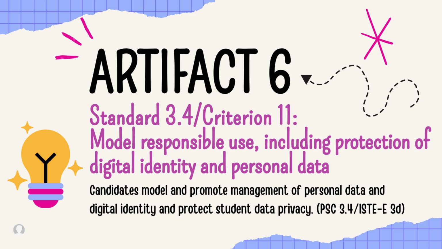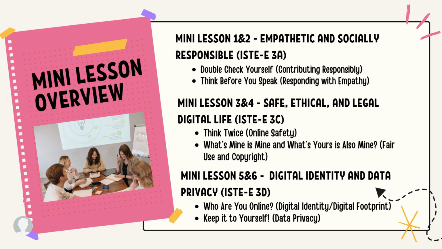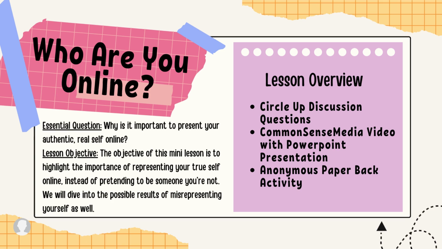Artifact 6 also covers Standard 3.4 and Criterion 11, which is modeling responsible use, including the protection of digital identity and personal data. Mini lessons 5 and 6 cover the topics of digital identity and data privacy, with the mini lessons Who Are You Online and Keep It to Yourself. The mini lesson, Who Are You Online, focuses on digital identity and digital footprint.